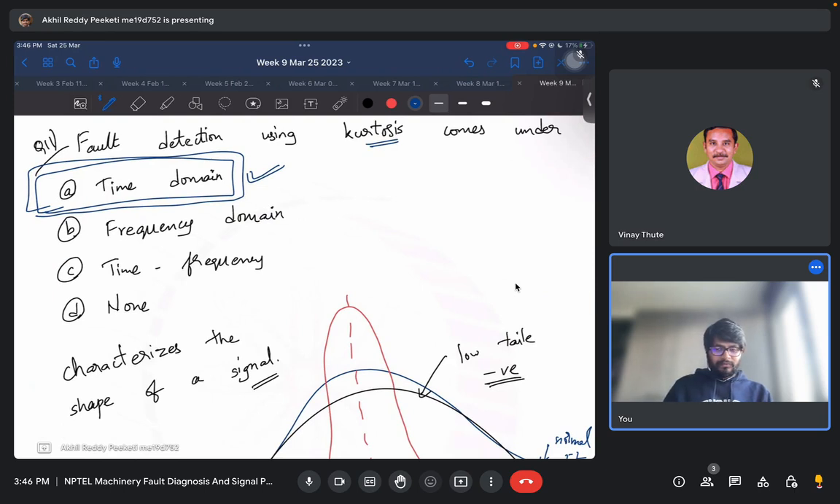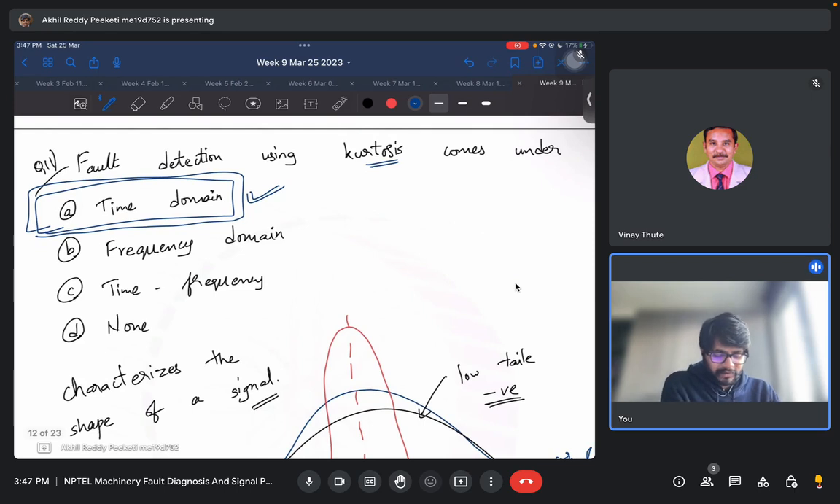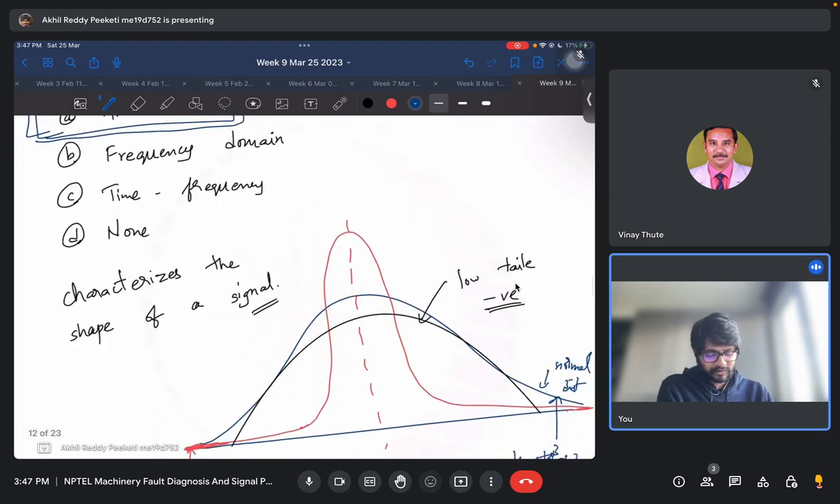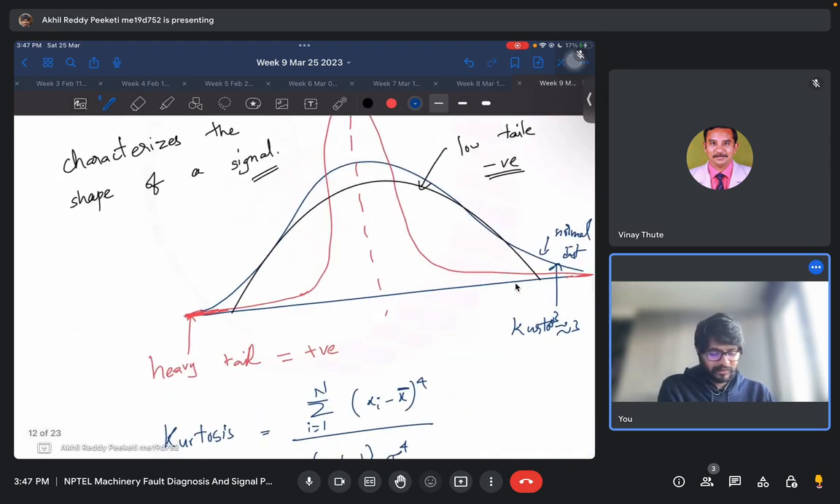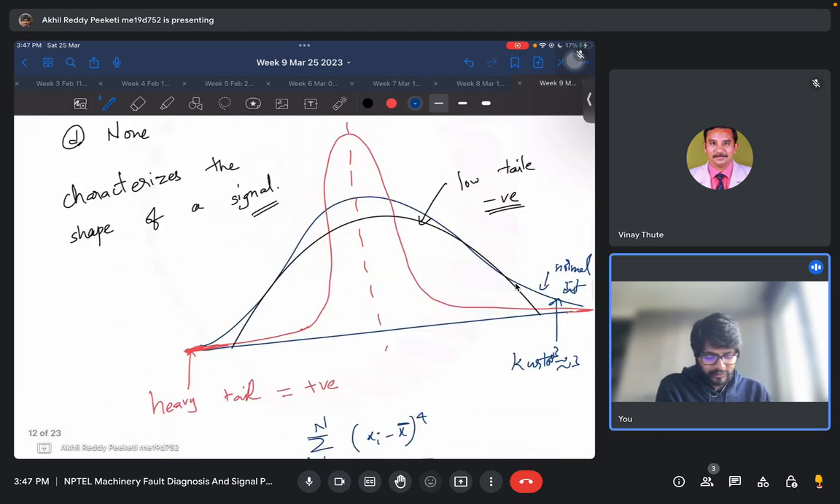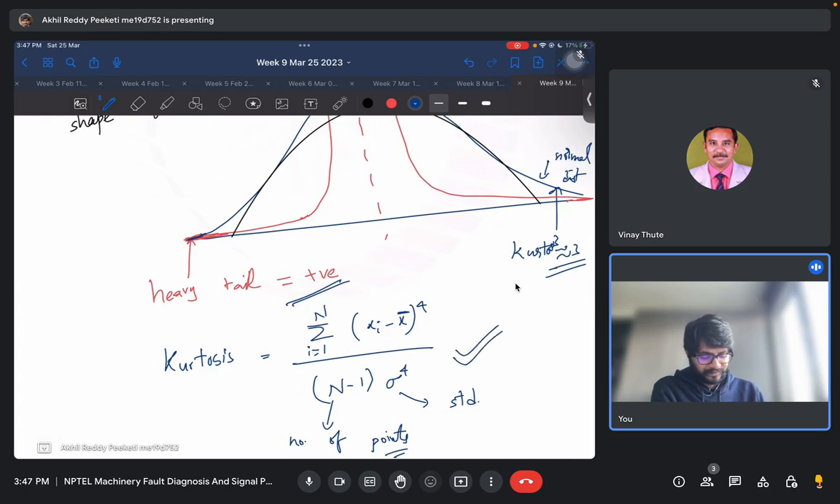Fault detection using kurtosis comes under. Kurtosis is one of the quantities to characterize a shape. It tells you how heavy the tail is. The blue one is the normal distribution, so it will have a kurtosis of 3, and the red one is very heavy tailed, so it will have a positive kurtosis, and the black is light tailed and it will have a negative kurtosis, and it can be estimated this way.